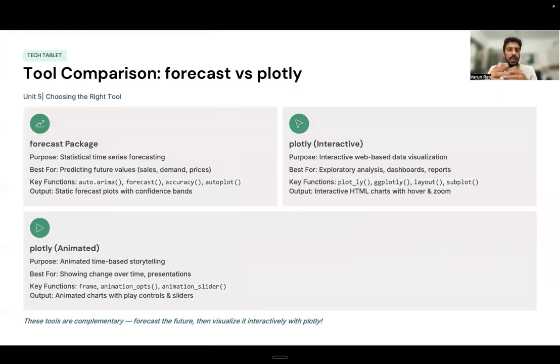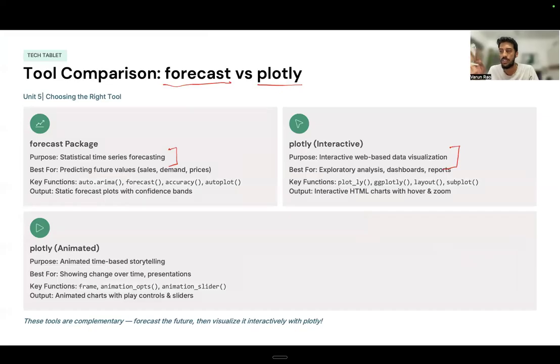And now let us talk about two more packages just in comparative style. The first one is forecast, and the second one is plotly. Now we'll just talk about each of these. When we talk of the forecast package, the purpose is to have a statistical time series forecasting model, while Plotly gives you an interactive model.